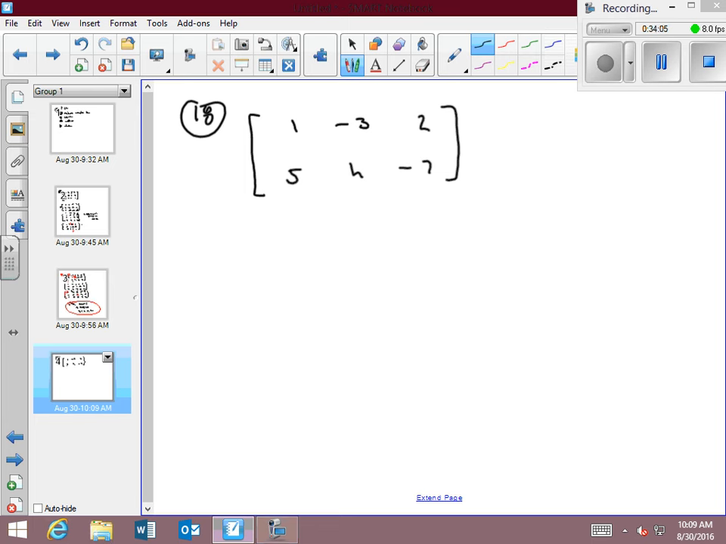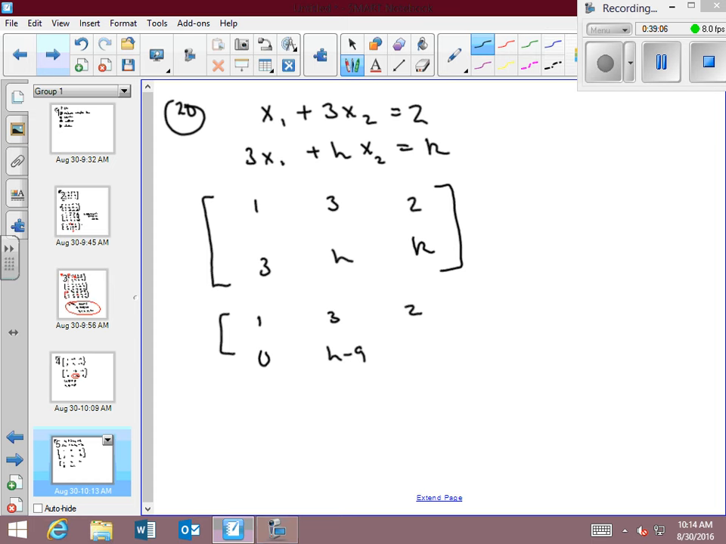Now the first thing we'd want to do is eliminate the 3. So then we would go 1, 3, 2, and then we're going to multiply the first row by negative 3 and combine it, right? So that makes us 0. Negative 3 times 3 is a minus 9. So this is h minus 9. And then negative 3 times 2 is a minus 6. It's k minus 6.